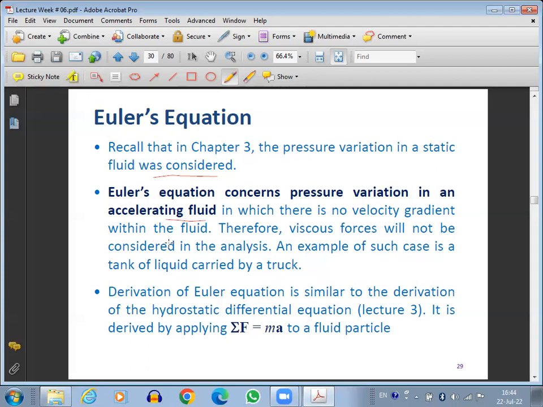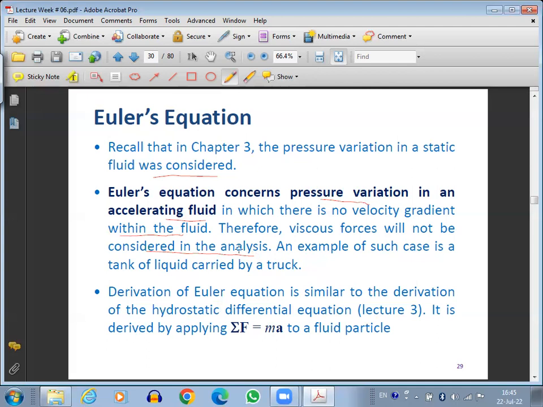So Euler's equation concerns pressure variation. It also discusses the pressure variation in an accelerating fluid, in which there is no velocity gradient within the fluid. Because the fluid itself is not moving, the layers of fluid are all stationary, so there is no velocity gradient between the layers of the fluid. But the fluid is accelerating because the container is moving. Therefore, viscous effects will not be considered. So viscous effects will not be there.